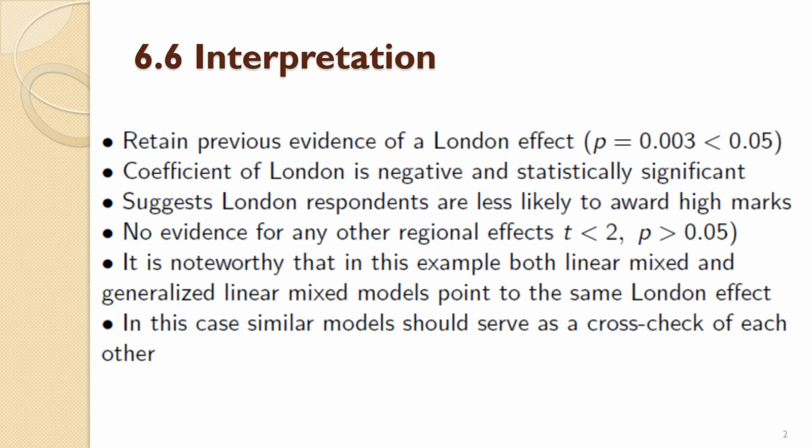And then one thing to watch for in this practical example is that it's noteworthy that you've got two different models telling you the same thing. Both linear mixed models and generalized linear mixed models point to the same London effect. And again, this is important because you've got two independent pieces of information telling you the same thing. In this case, similar models should serve as a cross-check of each other. So two different approaches both identify this London effect, that people in this region tend to give lower marks.